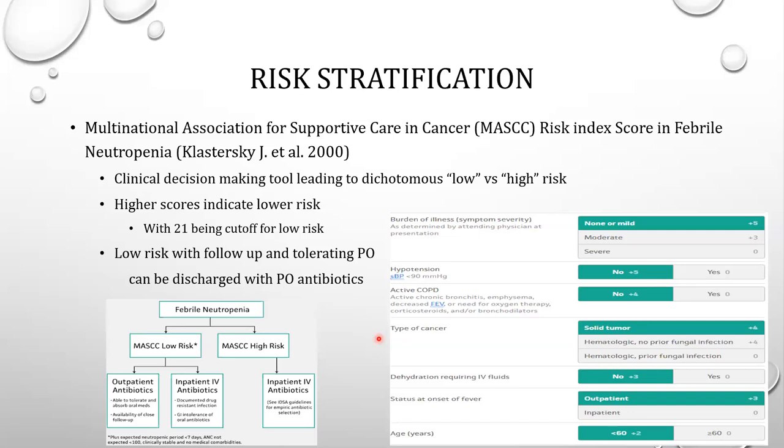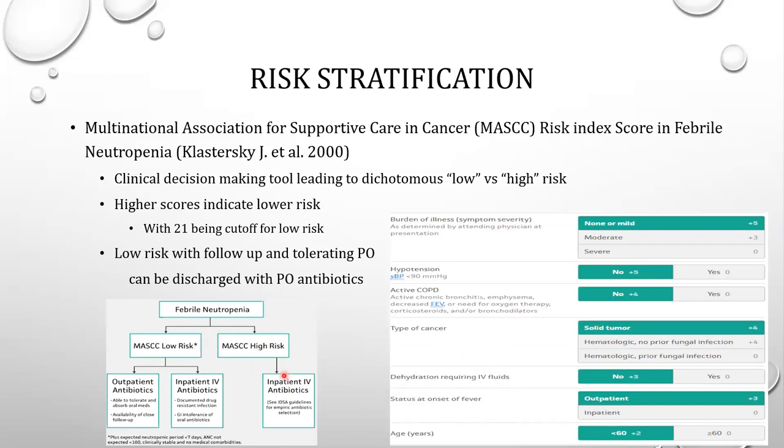And it's a pretty significant part of this as well, as it does contribute 4 points to the overall score. The type of cancer was also taken into account, whether or not they were dehydrated requiring IV fluids, whether the fever was inpatient or outpatient, and how old they were. And then once you calculated this risk, there's a nice little flow chart you can go through to try and help guide your destination for the patient.